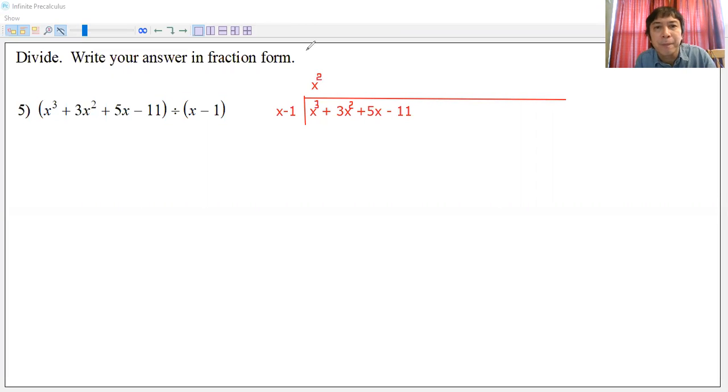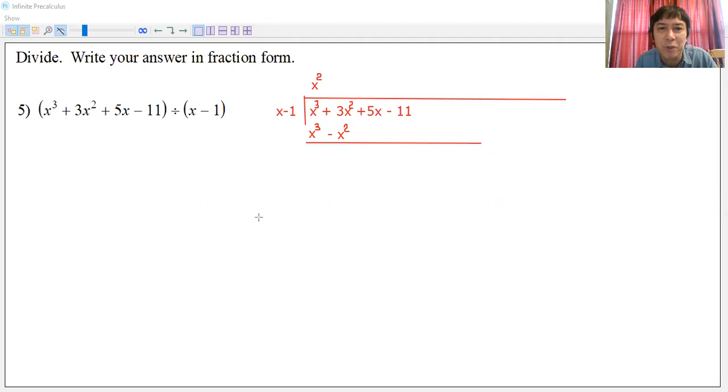After divide, it's multiplication. X squared times x is x cubed, so we're going to write here x cubed. After that, it's negative 1 times x squared, so it's negative x squared. This will be degree 2. We're done with multiplication. We're now back to subtract.